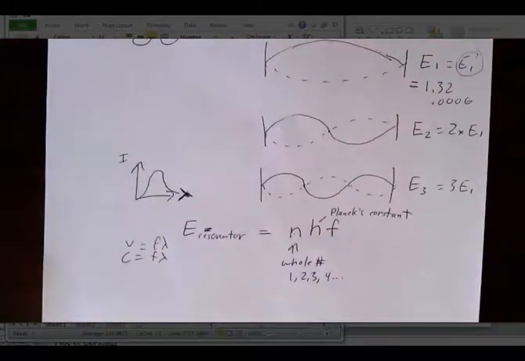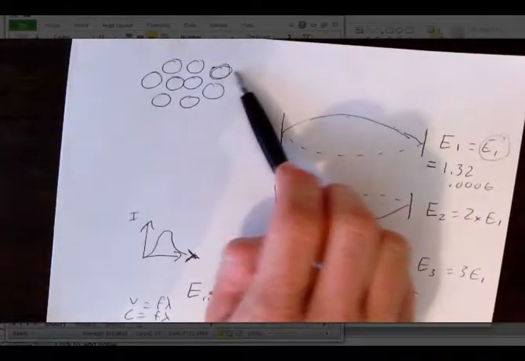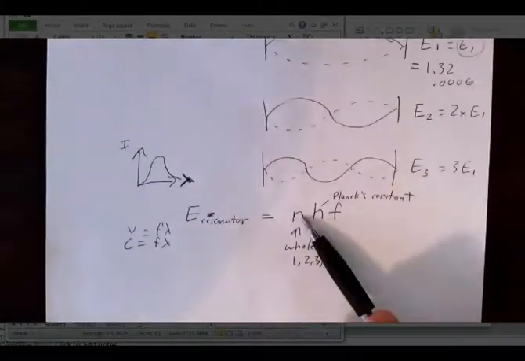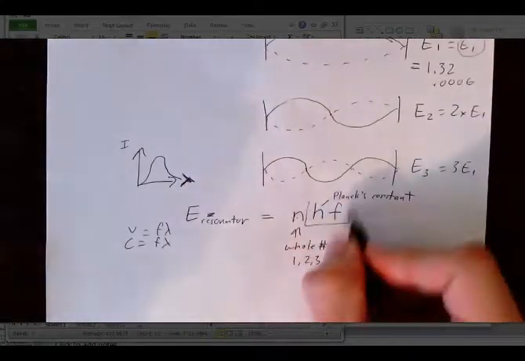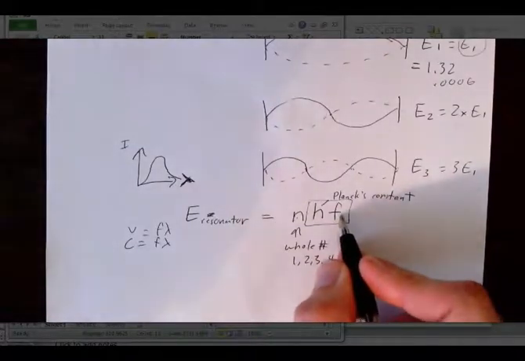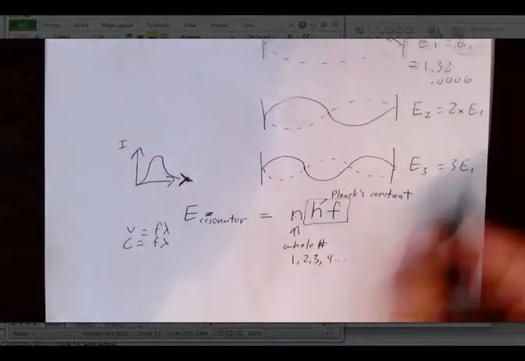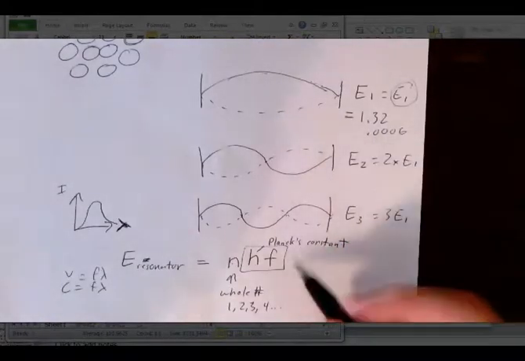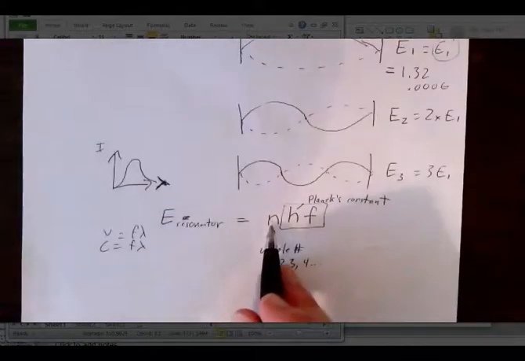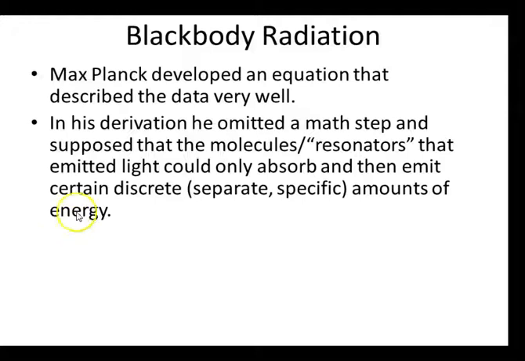Okay? So Planck is saying that the energy of these little resonators, as they shake back and forth, they can't have any old energy. They have to have an energy that's a whole number multiple of this little teeny tiny energy, which is related to the frequency. So each color has its own little teeny tiny piece. It's like each color of light has its own little number here that you're taking a whole number and multiplying by. So going back here, in his derivation, Max Planck took out a math step, okay?